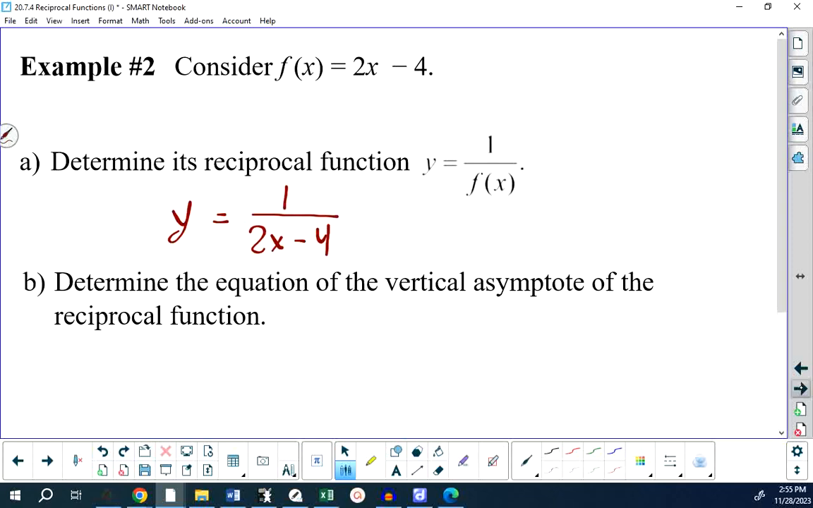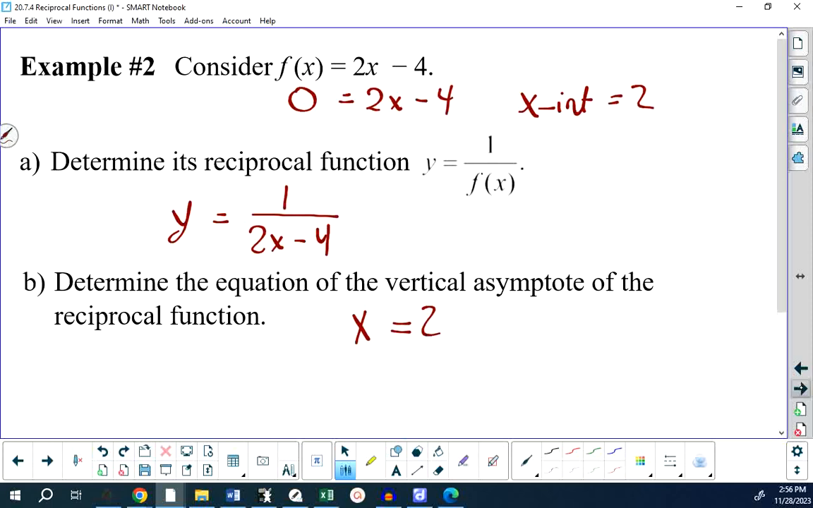Okay. Well, the vertical asymptote will occur wherever there's an x-intercept on the original function. An x-intercept on the original function is found by changing y to 0. That's pretty easy to solve. You add 4 to both sides and divide by 2, and you get an x-intercept equal to 2. Are you with me? And that means x equals 2 is a vertical asymptote. And we'll draw that in a bit.